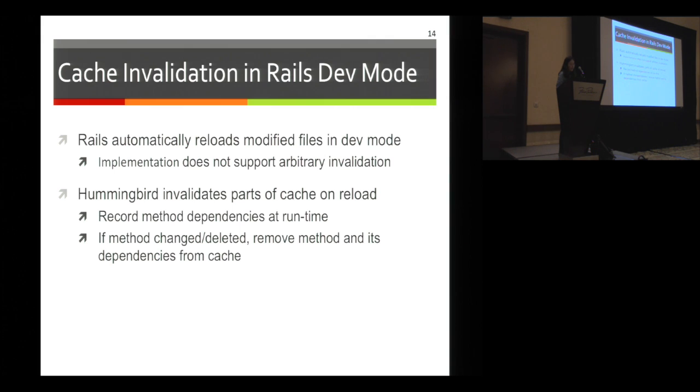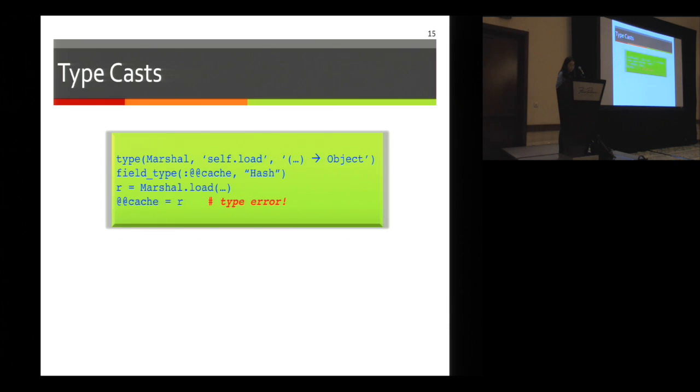We have also implemented cache invalidation in Rails development mode. In this mode, Rails automatically reloads modules without server restarting. Our current implementation supports this for Rails development mode. To invalidate the cache on reload, we record method definitions, and if a method has been changed or deleted, then we remove that method along with its dependencies from our cache.